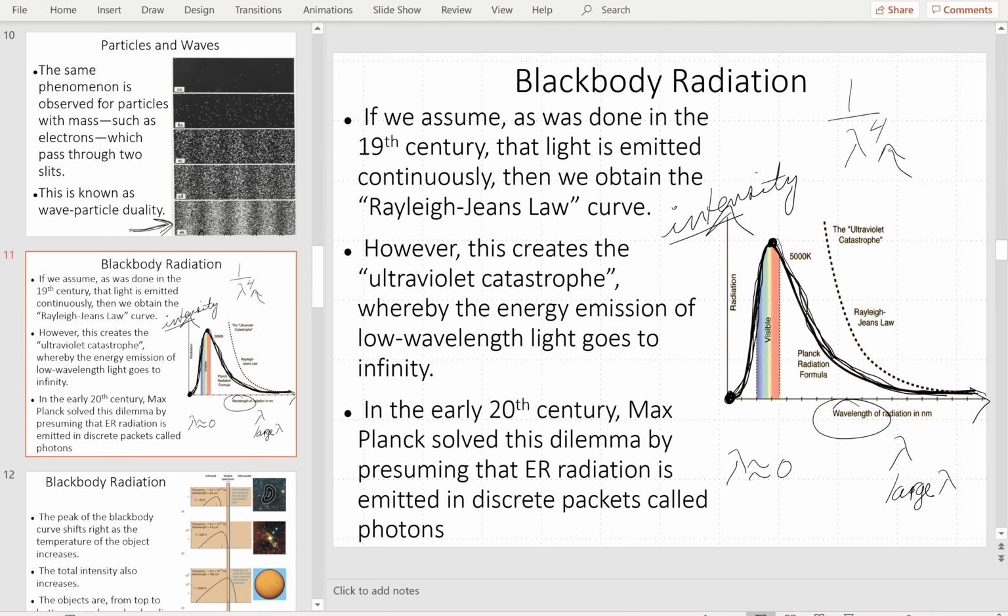So what does this mean? 1 over 2 is larger than 1 over 3, right? 1/3 is smaller than 1/2. So as lambda decreases, the 19th century physics that people thought was true at the time predicted that the intensity of light would go to infinity. As lambda equals 0, let's see if I can write this out.